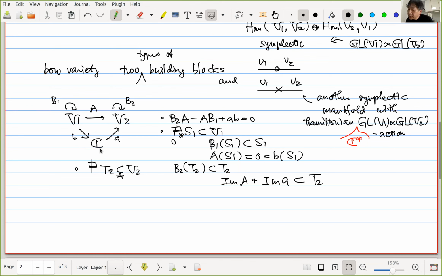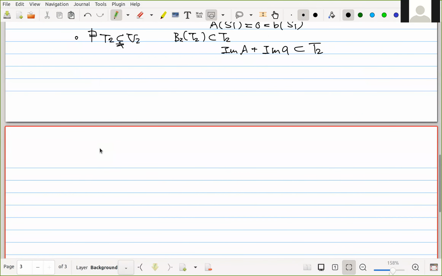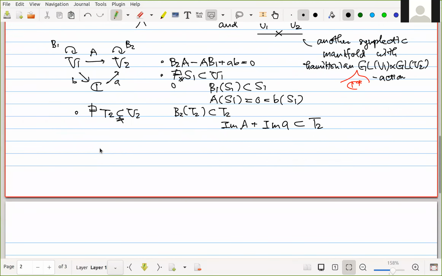This is a Hamiltonian action. And the equation comes from some cubic potential, because this is a cycle. If you add an arrow in this way, you can write down the potential, and then the equation comes from it.